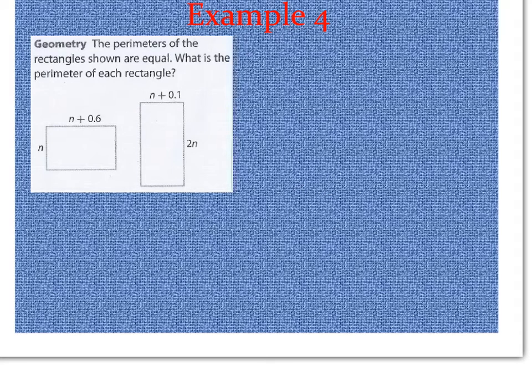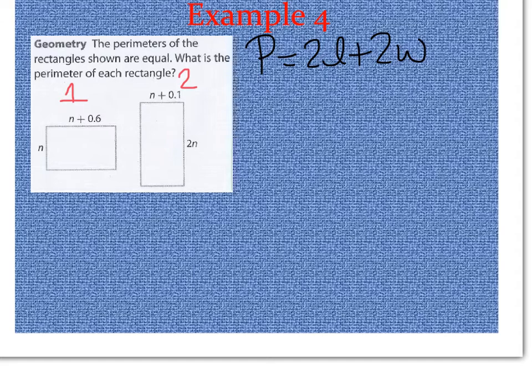So our last problem incorporates geometry into this solving equations with variables on both sides. It says the perimeters of the rectangles shown are equal. What is the perimeter of each rectangle? So when we're talking about perimeter, we need to be thinking about the actual formula for perimeter. The formula for perimeter is P equals 2 times the length plus 2 times the width. And I'm going to label my rectangles.